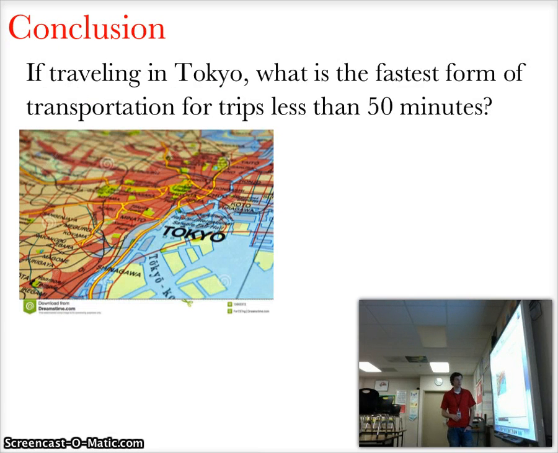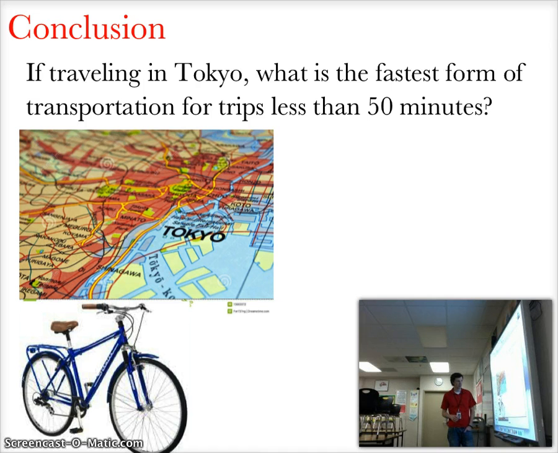So if traveling in Tokyo, what is the fastest form of transportation for trips less than 50 minutes? The answer is actually a bicycle. It is so congested in Tokyo, bikes will get you to places faster than cars and the train system.